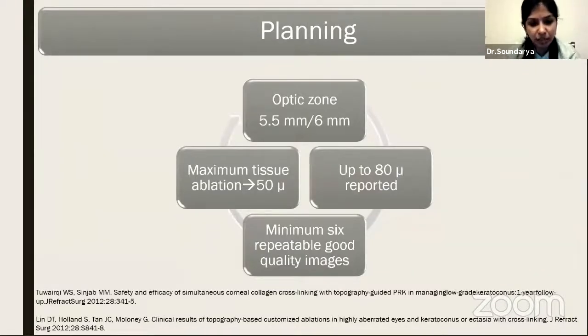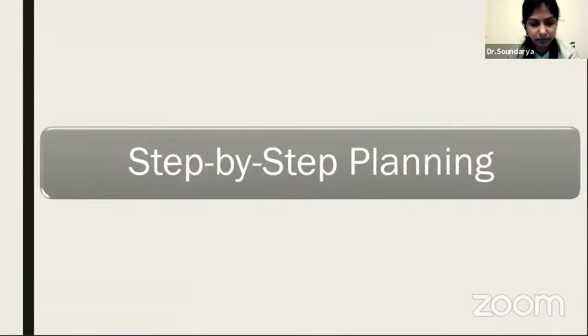What is the maximum amount of tissue that we can ablate? We usually go up to 50 to 60 microns, but there have been reports that have gone up to 80 microns, provided that an adequate amount of tissue is available. Unlike the refractive procedures, here we tend to decrease the optic zone to 6 or even 5.5 mm as a tissue saving measure. And a minimum of 6 repeatable good quality images are usually required.